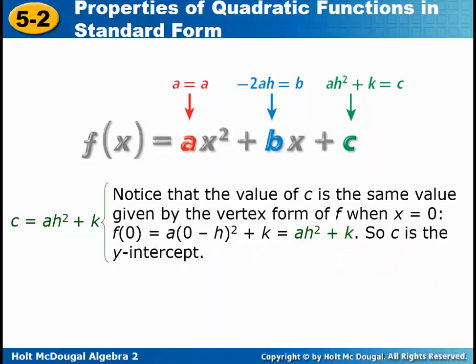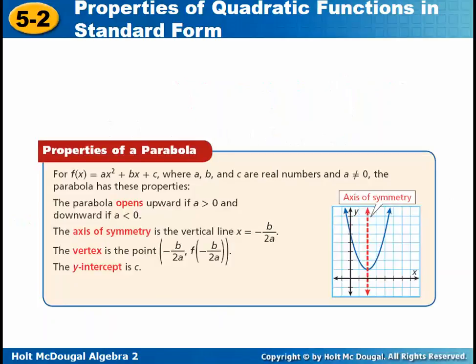And then c is the y-intercept. So when x is equal to 0, you get that c equals k, so therefore that's the y-intercept. All right, so we've got here that this is our standard form, f of x equals ax squared plus bx plus c, where a, b, and c are real numbers, and a is not equal to 0. Then the parabola has these properties. If a is greater than 0, the parabola will open upward, as in this example. If a is less than 0, it'll open downward, like this.